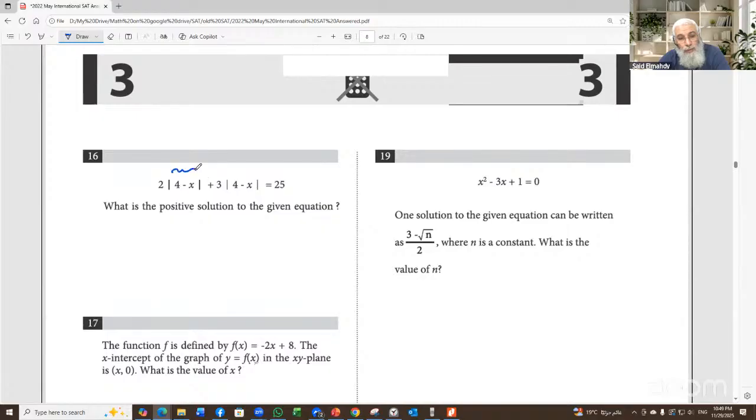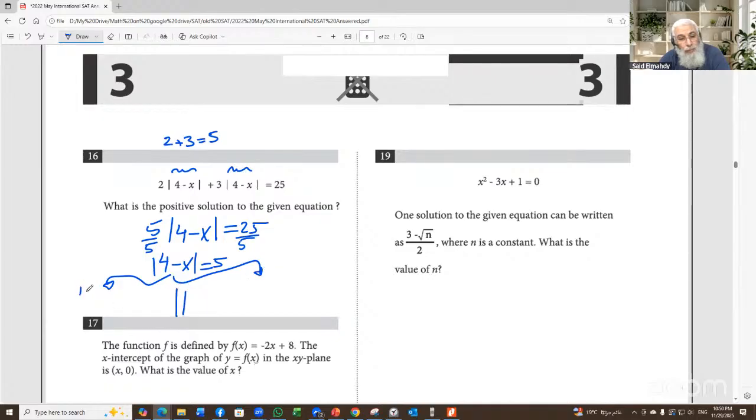So this is the same thing, absolute value 4 minus x and 4 minus x. 2 plus 3 is just 5. So we can say this is 5 absolute value 4 minus x equals 25. We can divide by 5, divide by 5. So absolute value 4 minus x is equal to 5. So we have two solutions: 4 minus x equals 5 and 4 minus x equals negative 5.